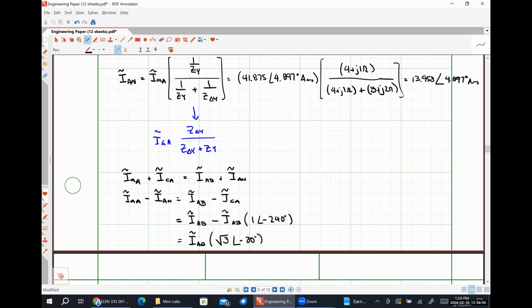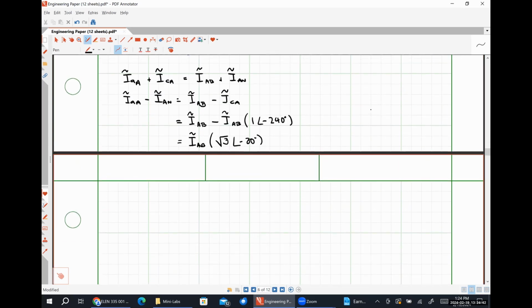So now we have a single thing to solve for, right? So rearranging this, we could say that IAB is equal to (IAA minus IAN) divided by root 3 angle negative 30 degrees.